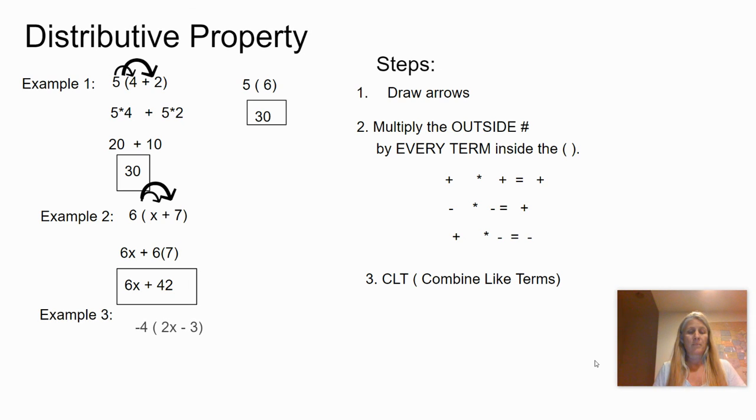Our third example here, we have negative 4 times the quantity 2x minus 3. So once again, we're going to draw our arrows. We're going to take that negative 4 and multiply it by each term on the inside. So we're going to multiply that negative 4 times 2x. Then we're going to multiply that negative 4 times negative 3. That becomes negative 4 times 2x plus negative 4 times negative 3. Negative 4 times 2x is negative 8x, and negative 4 times negative 3 is positive 12. Nothing to combine for like terms here, so our answer is negative 8x plus 12. We can't combine them anymore because we can't combine an x with a constant.